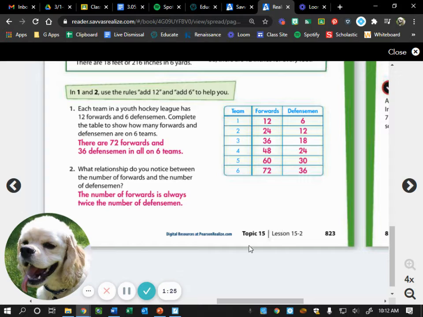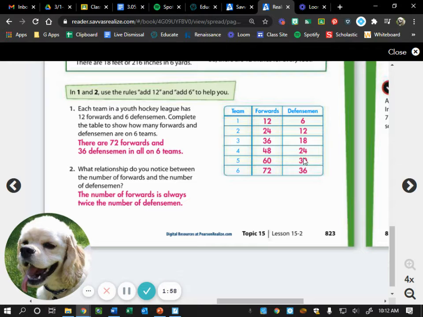That would make up the difference, wouldn't it? Yeah. Then for number 2, it said, what relationship do you notice between the number of forwards and the number of defensemen? My book said the number of forwards is always twice the number of defensemen. Or you could have said the number of defensemen is always half the number of forwards. How many of you noticed that pattern? Good. Do we have questions on number 2?